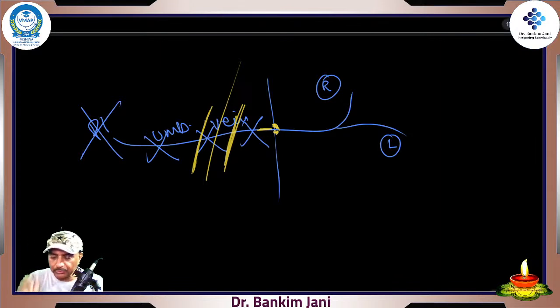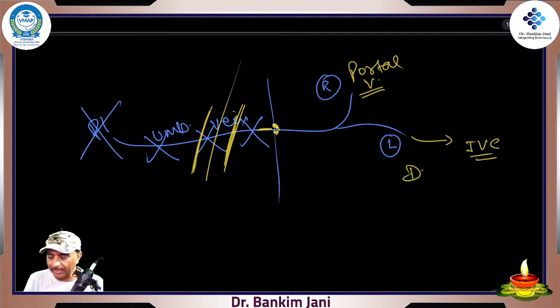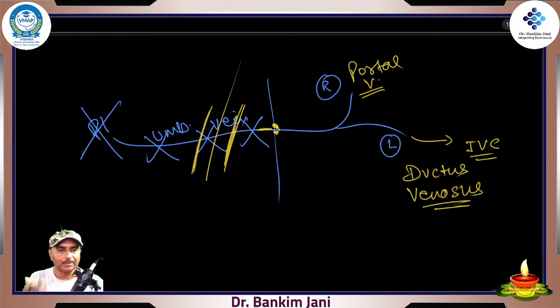Sorry. So here it is now, right and left. The right one was going into the liver, via the portal vein, and the left one was going into the inferior vena cava via the ductus venosus. Now both of them are not needed, so they get converted to ligament. They shrink.